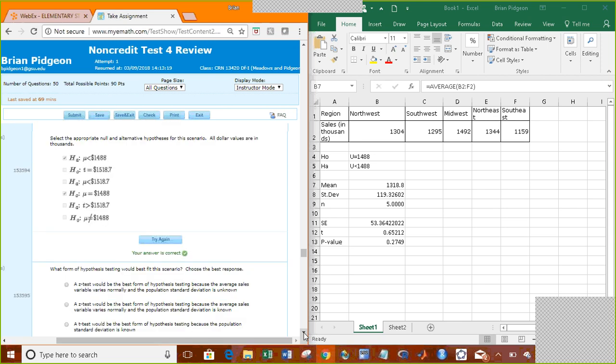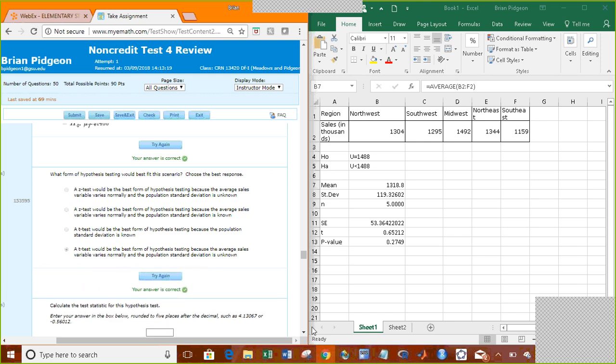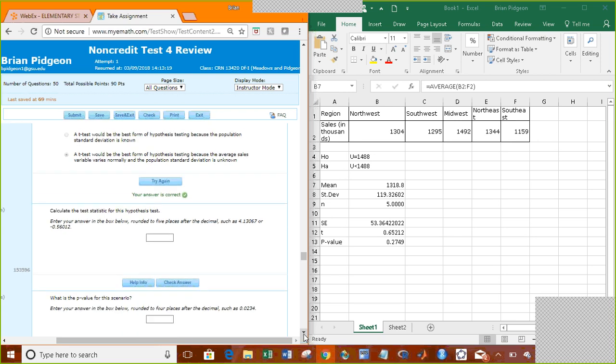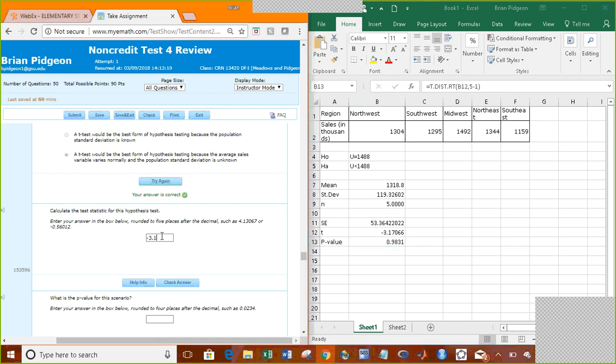There you go. What form of hypothesis testing would best fit this? Well, that would be a t-test, because the variable varies normally and the population standard deviation is unknown. And really, everything is now calculated for us. I did the mean, it's already done. Our n is once again 5. Our standard error is this, but I have to change this now to 1488. So the test statistic is negative 3.17066.